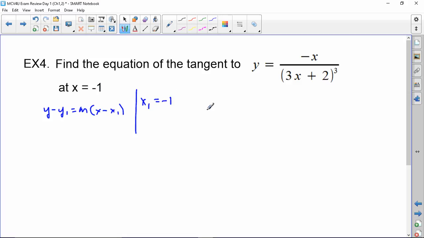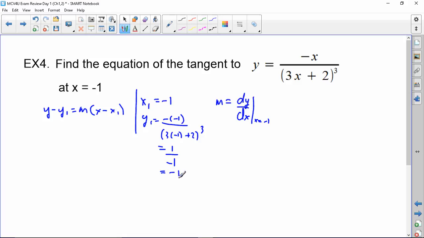M is actually the derivative, right? M is the derivative when x equals -1. So we'll do that over here. What's y1? Well, y1 is the function value at x equals -1. So what do we got? We got -1 over 3 times -1 plus 2 all cubed. That's 1 over, what is that? -3 plus 2 is -1, cubed is -1, right? So y1 is also -1.